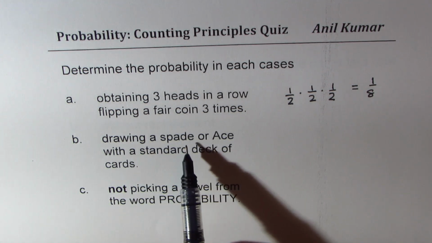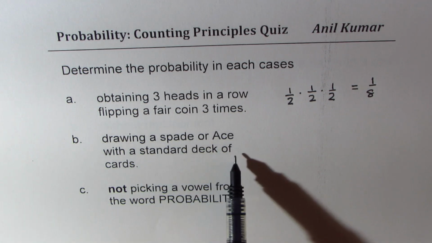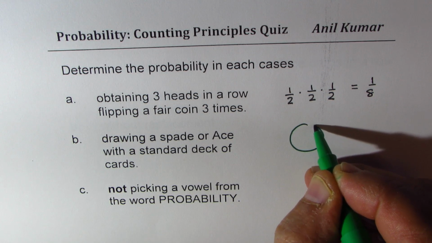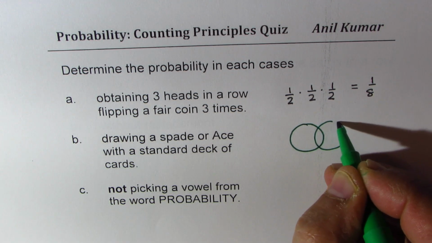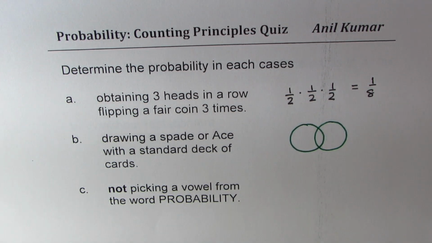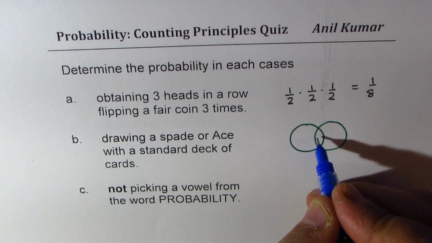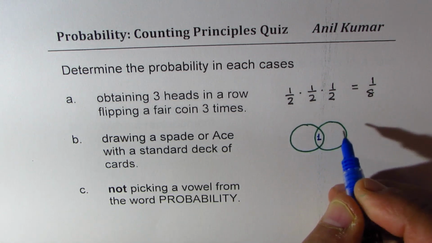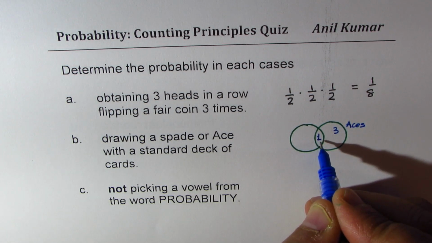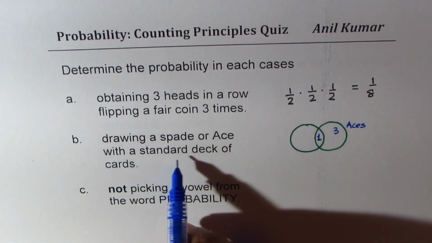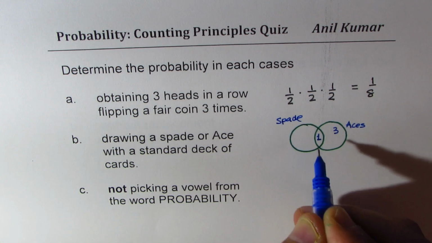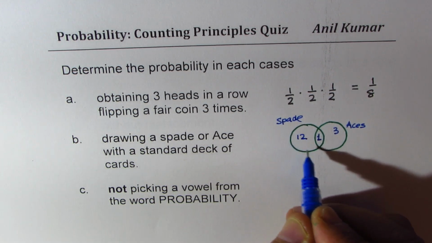Second, drawing a spade or ace with a standard deck of cards. Now there are 13 spade cards, and how many aces? Well, there are 4 aces. So if you look into this Venn diagram, you know that there is 1 ace of spades which is common, and there are 3 aces plus 1 ace of spades. That makes it 4. As far as the spade cards are concerned, let's call this spade cards. There are 13 in all, so 1 plus 12. You get an idea, right?